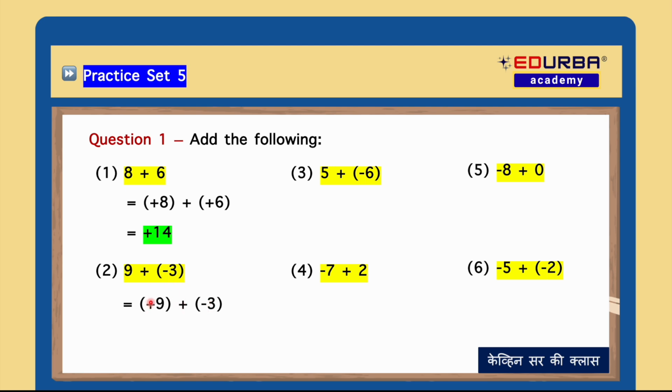Here we have one positive and one negative, and in that case we know that the sign of the bigger number will come as the answer. So we have plus 9, so the sign will be plus, and 9 minus 3 is 6. So we get the answer of plus 6.